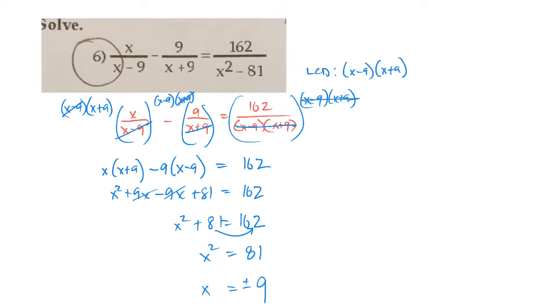Feeling fairly good at this point. But when you plug in a 9 right here, 9 minus 9 is 0. Bzz, can't have that. So I can't put in a positive 9, nor could I put a negative 9 here, because that will give me also 0.